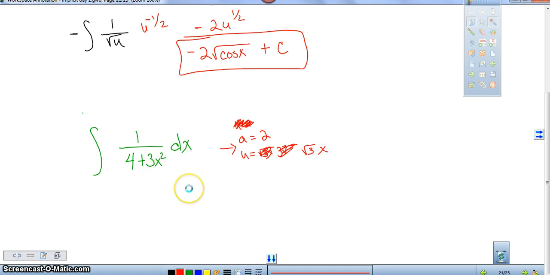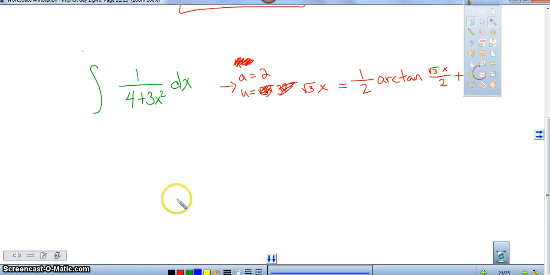And so if I integrate that, then it says that my answer should be 1 over a, which is 2, times the arctan of u, which is square root of 3x, over a, which is 2, plus c.